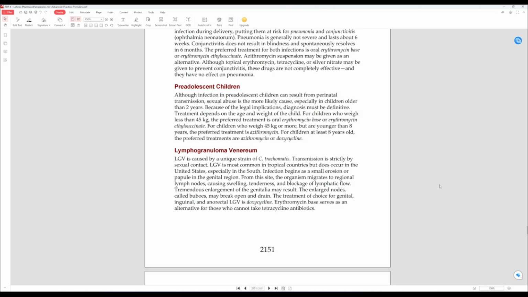Because of the legal implications, diagnosis must be definitive. Treatment depends on the age and weight of the child. For children who weigh less than 45 kilograms, the preferred treatment is oral erythromycin base or erythromycin ethylsuccinate. For children who weigh 45 kilograms or more, but are younger than 8 years, the preferred treatment is azithromycin. For children at least 8 years old, the preferred treatments are azithromycin or doxycycline.